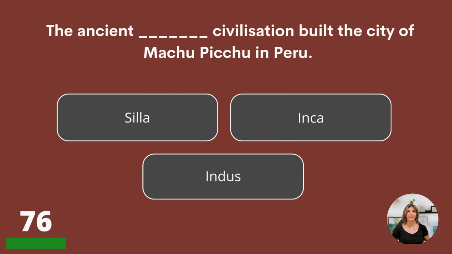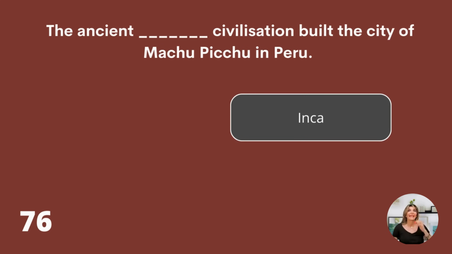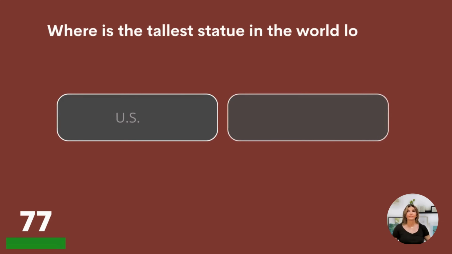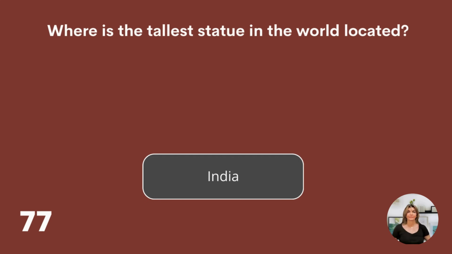The ancient what civilization built the city of Machu Picchu in Peru? Silla, Inca, or Indus? Inca. Where is the tallest statue in the world located? The US, Saudi Arabia, or India? India.